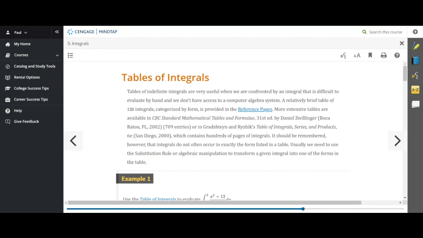Right, so we have learned some techniques of integration. We've learned about the substitution technique, integration by parts, trigonometric integrals, working with the trig identities, and partial fractions. These techniques, and there are other techniques too, are for finding antiderivatives.